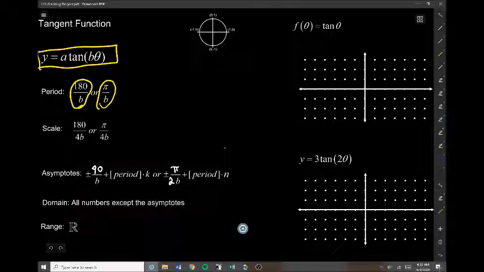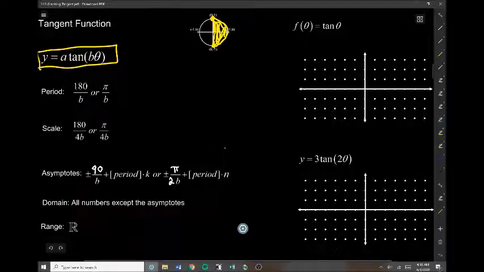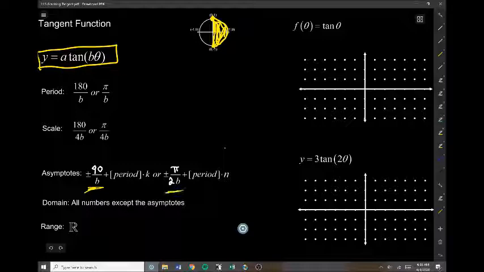That's because tangent goes from negative 90 to positive 90, and in that period, you accomplish a whole cycle that goes from basically negative infinity to positive infinity with everything in between. So the period of tangent is 180 over b, not 360 over b. So to find the scale, to count by on the x-axis, still just divide that by 4. The scale is always the period divided by 4. I'll talk about these asymptotes in just a second.